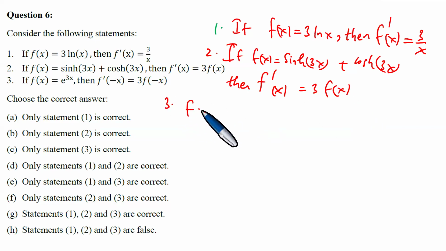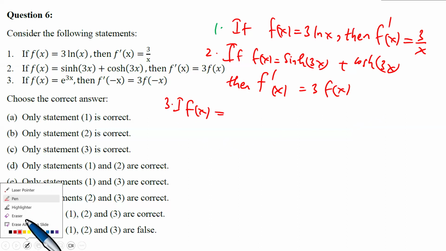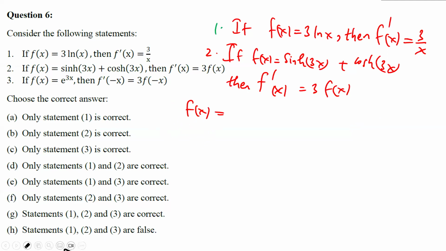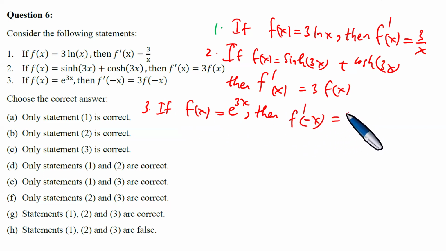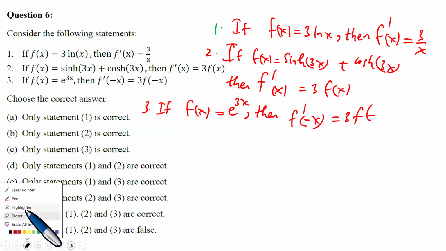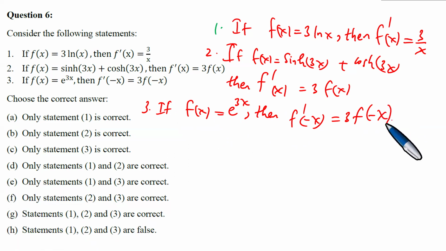Number 3 says that if f of x is this one, then f prime is 3 and this. So what is then the answer to this?